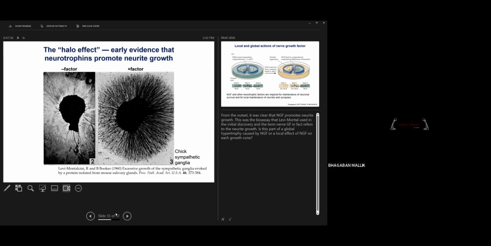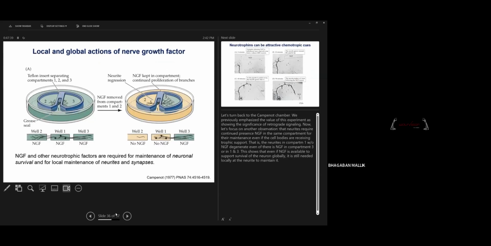We talked about this also in the last class. Here it shows the wells which get neurotrophins show growth of the neurites. Well 1 and well 2 do not have the neurotrophins, so you do not have the growth, but here you have the growth because you get the neurotrophins. So neurotrophins, nerve growth factor, or other neurotrophic factors are required for the maintenance of neuronal survival. They are also required for the local maintenance of neurites and synapses. So this just shows that they are required for the maintenance of the neurons.